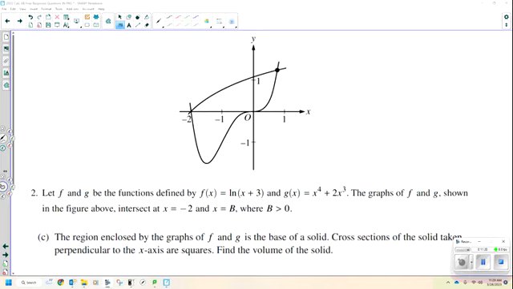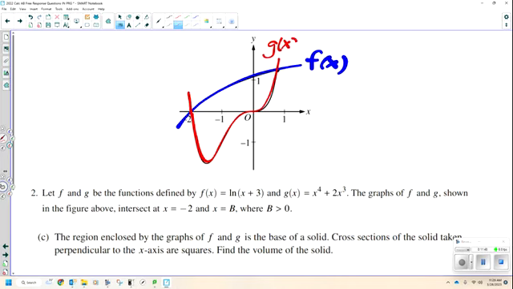On to 2C. The region enclosed by the graphs of f and g is the base of a solid. The cross sections of the solid taken perpendicular to the x-axis are squares. Find the volume of the solid. I love doing these. I'm sorry, but I love it. Here's f of x. Here's g of x. We've done this so many times at this point.